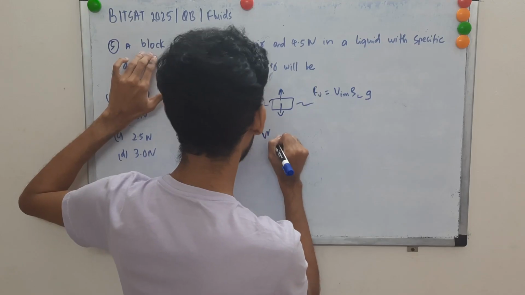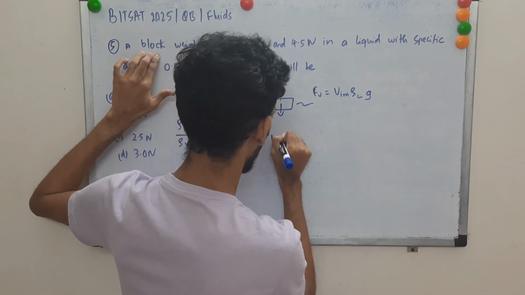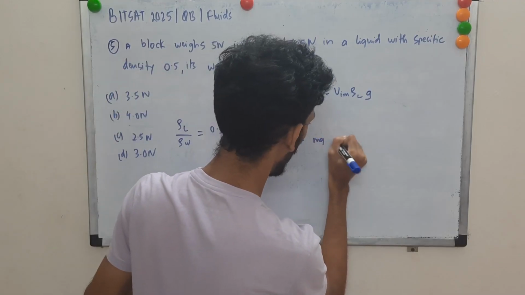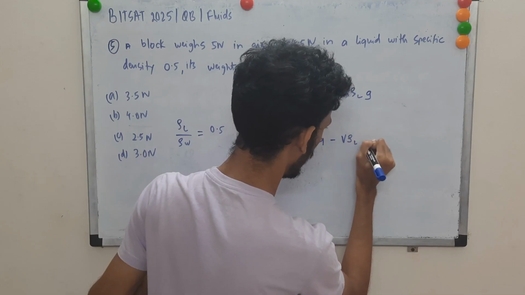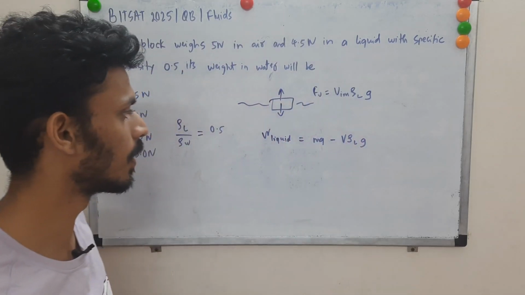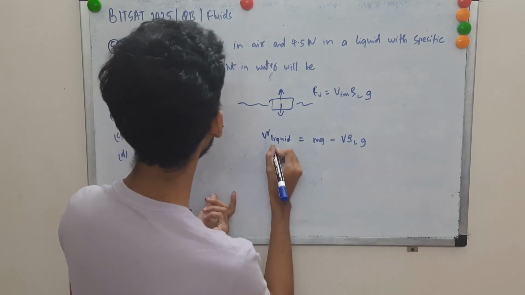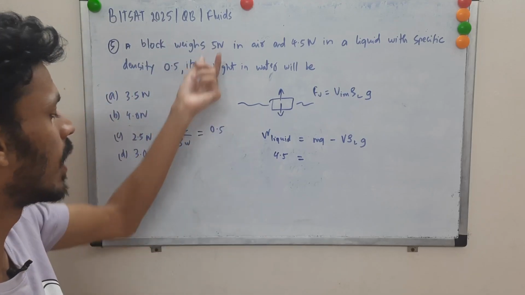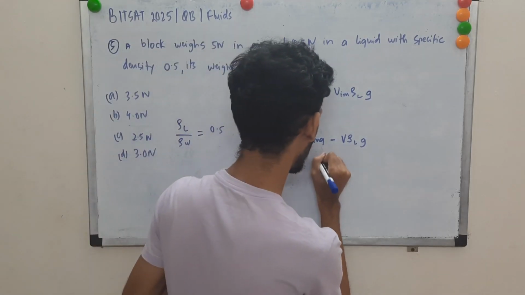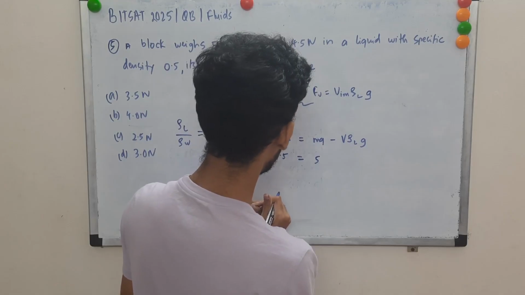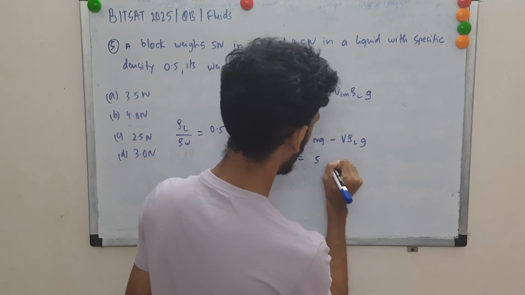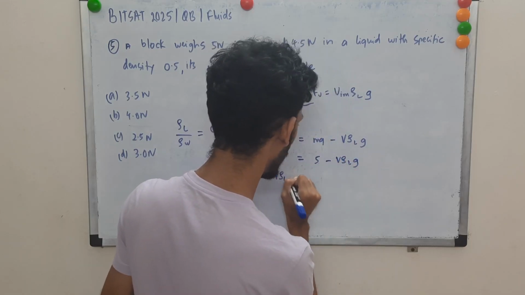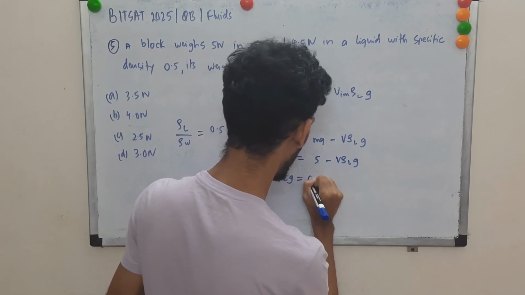Okay, so weight in liquid we are given, no? So weight in liquid will be the actual mg minus the volume immersed, the density of the liquid, into g. Okay, so weight in liquid we are given as 4.5. The actual weight is 5 newtons, so mg is 5 newtons. So this is minus this, right? So this volume immersed rho L g is equal to 0.5.